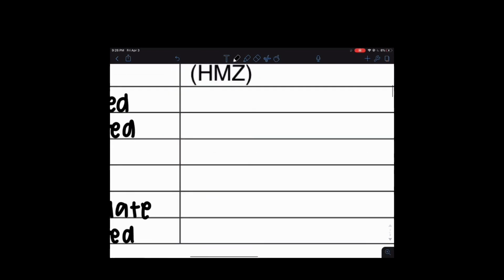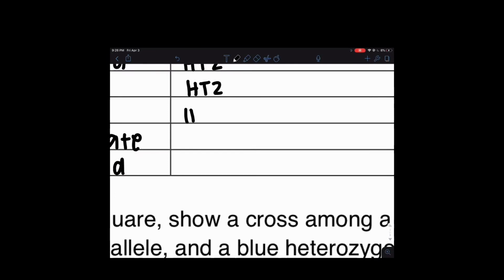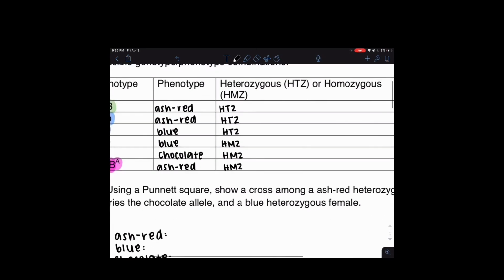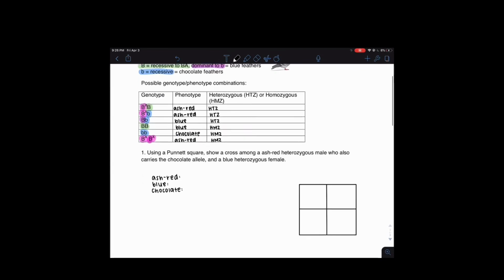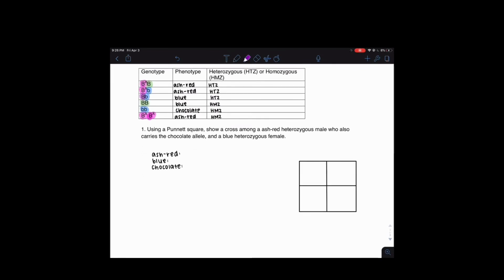So the first 3 genotypes and phenotypes are going to be heterozygous because they have 2 different alleles in them. The next one is homozygous recessive because it has 2 recessive B's. And the next one is also homozygous recessive because it has 2 lowercase recessive B's. And the last one is homozygous dominant because it has 2 dominant alleles.